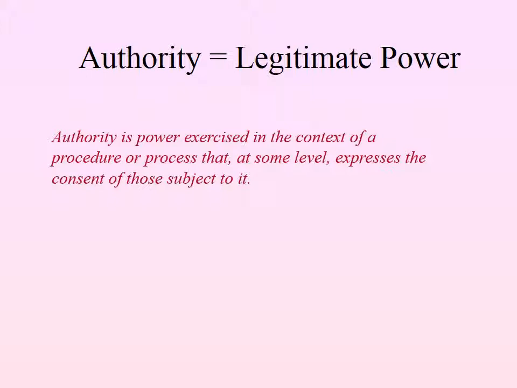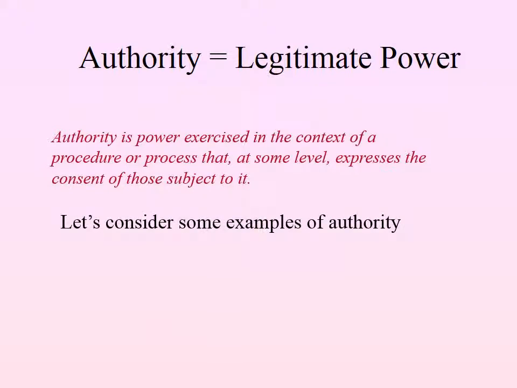So authority we can define as power exercised in the context of a procedure or process that, at some level, expresses the consent of those subject to it. Now, in the case of government, that depends on the consent of citizens through an electoral process, through electing representatives that then make the laws that say how much taxes you have to pay. So that's where consent finds a foothold in the question of government. It's legitimate if it's exercised with some consent of citizens, that citizens accept that this is the way things are. That doesn't mean that there's no authority if there are no elections. It doesn't have to be expressed that way, but there has to be some process by which individuals are able to consent to a certain kind of rule.